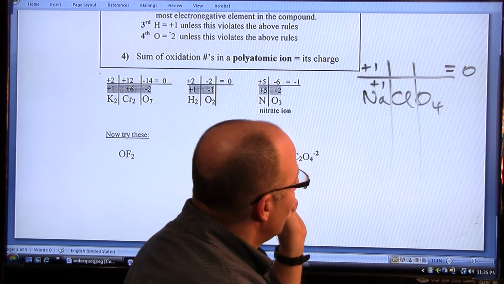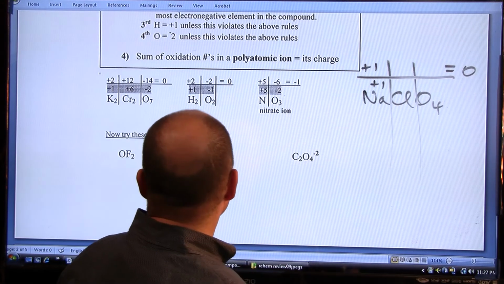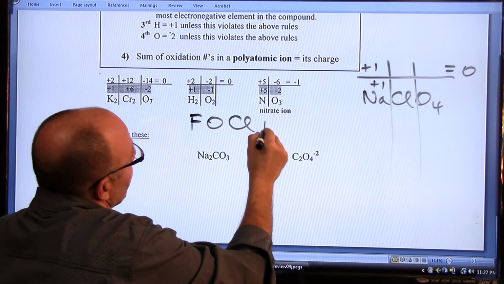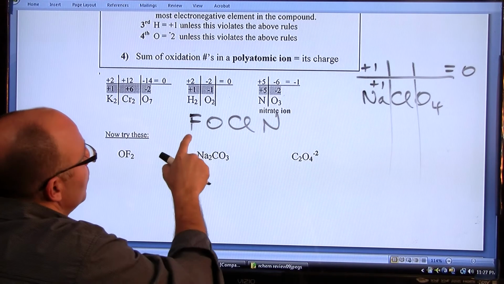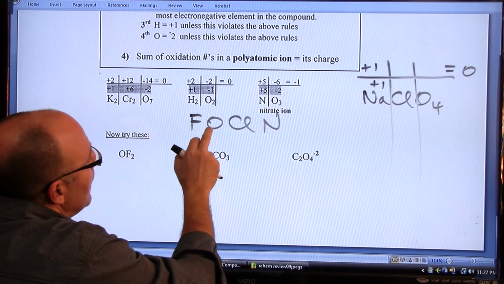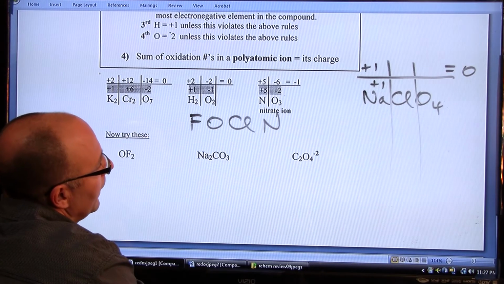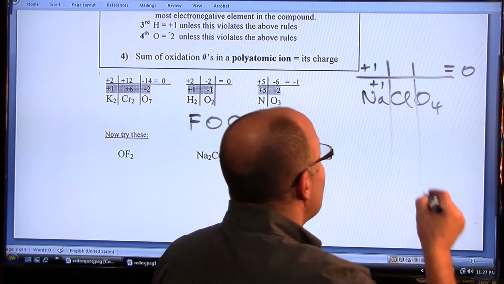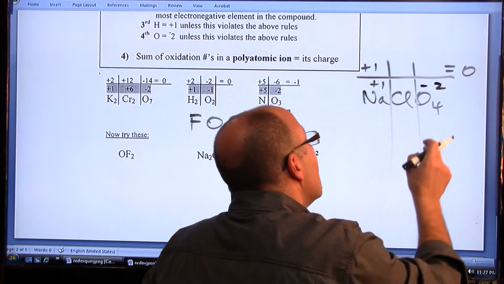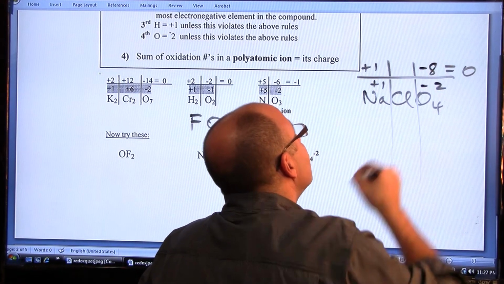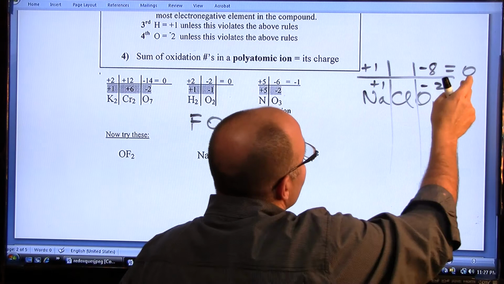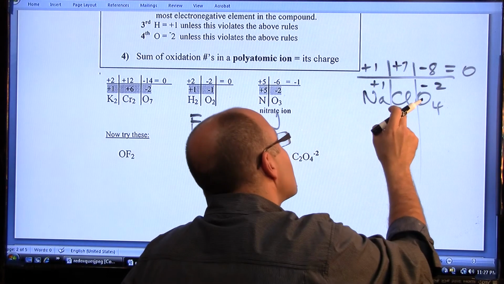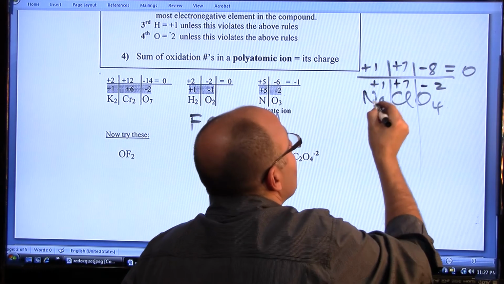Okay, you might want to remember the electronegativities with FOClN, FOClN: fluorine, most electronegative, and oxygen, chlorine, and nitrogen. Okay, so in that order, the oxygen should come next, and the oxygen will be a negative 2. And 4 times negative 2 will give you a negative 8. So if we're looking for a total of 0 here, we're going to need a plus 7 for the chlorine, and since there's only one chlorine, the final answer is plus 7.